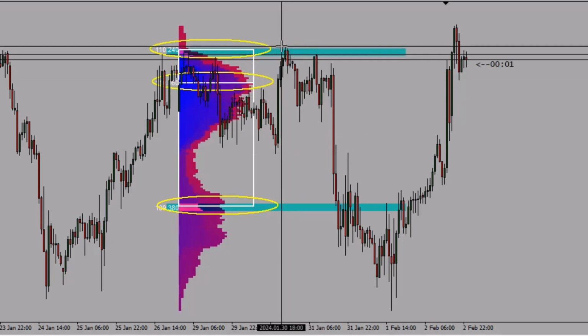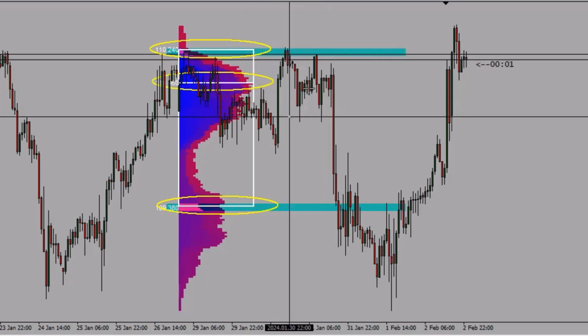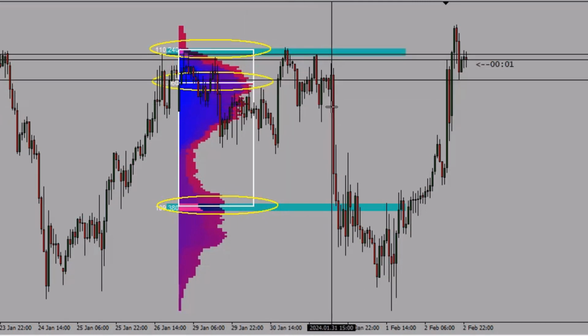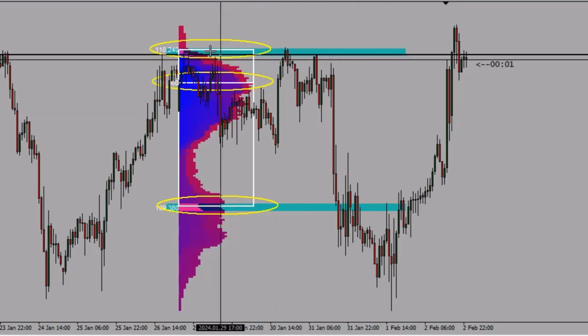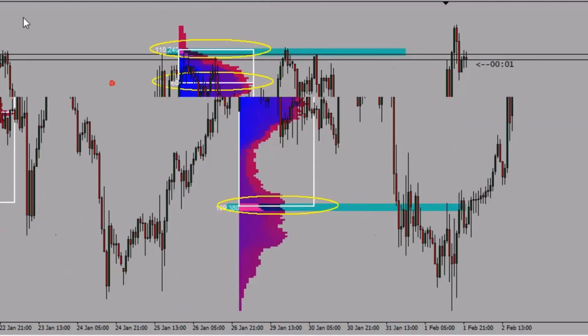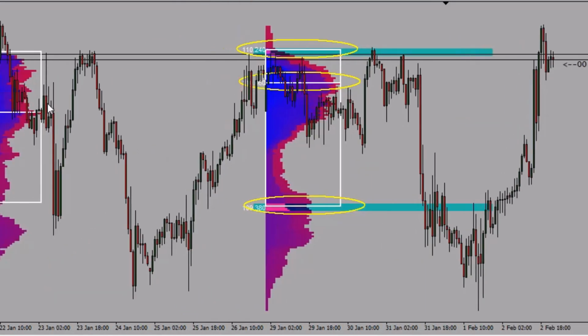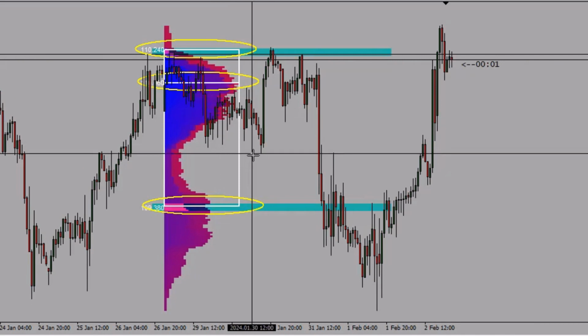it's going to be the POC, point of control. So that means when it gets to there, it comes back inside of the value area and it kind of breaks past the POC, then that's how you know that it's going to go in that direction, especially if there's a lot of volume associated with that area. Now let's go over here as well. Same thing, top, bottom, POC.